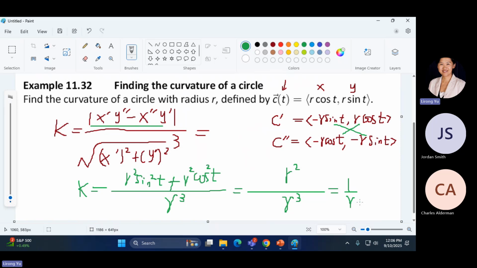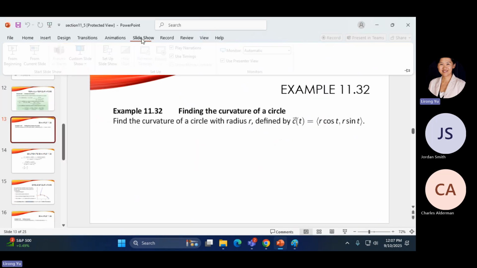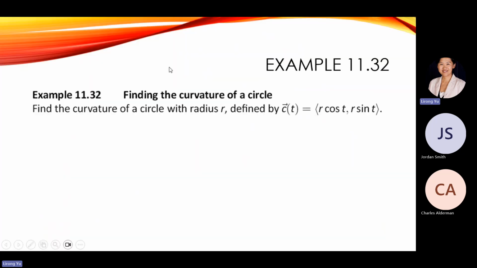The Earth is a big circle. But this circle's radius is so large, and 1 over a really, really large radius makes the curvature small. So we are almost walking straight, with the curvature being 0. This formula itself explains the negative reciprocal relation between curvature and radius.